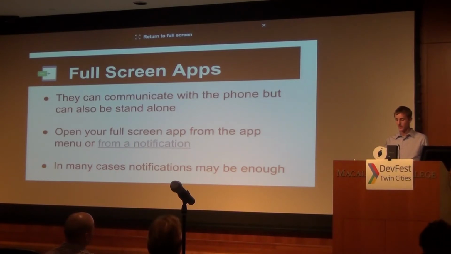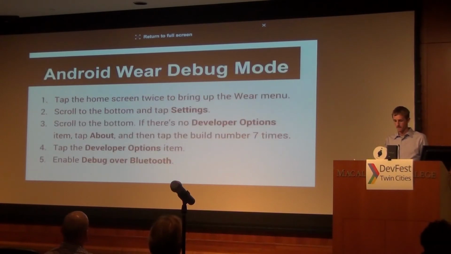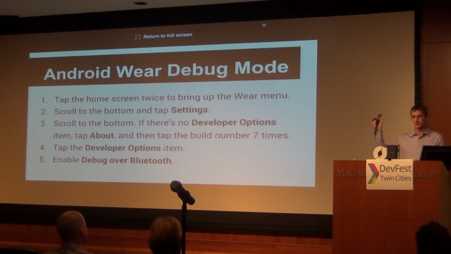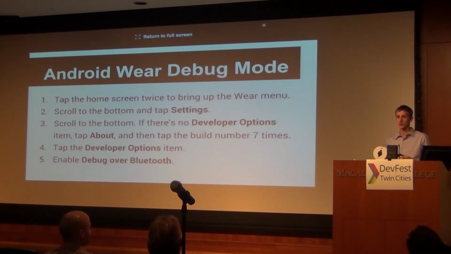Again, in many cases, notifications may be enough. So Android Wear and debug mode. Many of you may actually have a physical watch that you want to test with. The great thing about, especially on the LG watch, is that you can connect it to the base plate and then plug it in directly via USB and debug via USB directly from the watch. But before you can do that, you've actually got to put it in developer mode or debug mode.